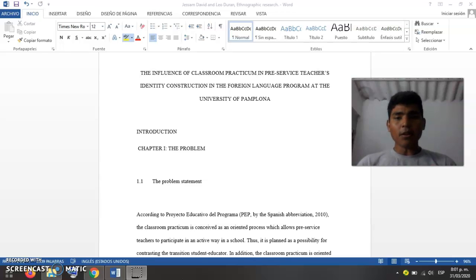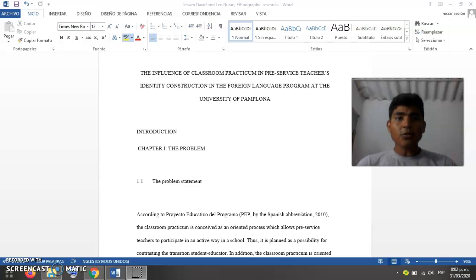It's going to be focused on our research project, which had the title The Influence of Classroom Practicum in Preservice Teacher Identity Construction in the Foreign Languages program at the University of Pamplona. This first chapter involves the problem statement, the justification, the purpose of the study, the research questions, the objective, the limitation, the ethical considerations, and finally a chapter summary.